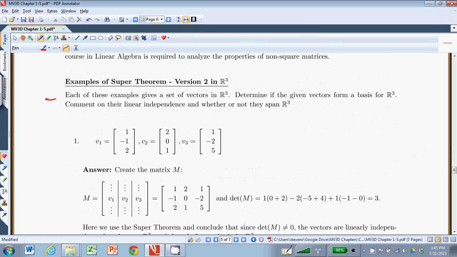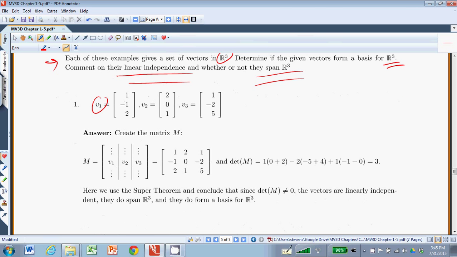In each of these examples, you're given a set of vectors in R3. Determine if they form a basis for R3. Comment on linear independence or whether or not they span R3. So here's my first set, V1, V2, V3. We set it up in a matrix, V1, V2, V3. It takes a little bit of work. You can either do an expansion across any row or column, or you can plug this into MATLAB.